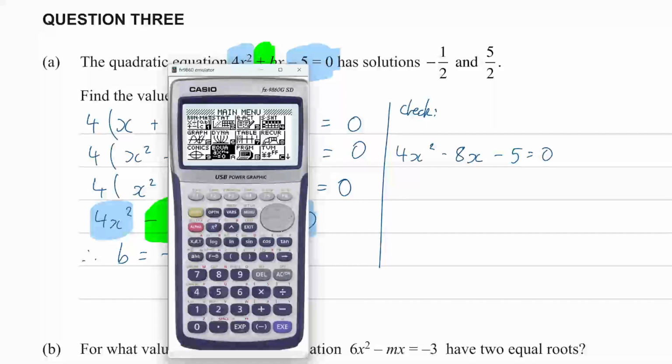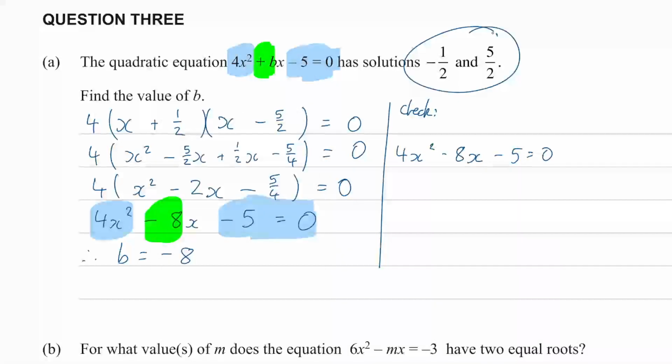So menu, equation, polynomial, F2, degree 2 because it's a quadratic, F1, a is 4, the coefficient of x squared, b is negative 8, c is negative 5, F1 to solve, and we get x must be 5 over 2 or negative a half. Which means we were right, and we can just give ourselves a tick, save the marker some time.